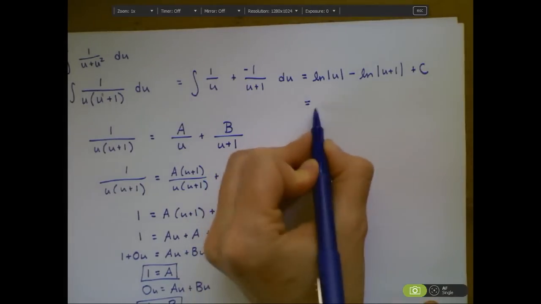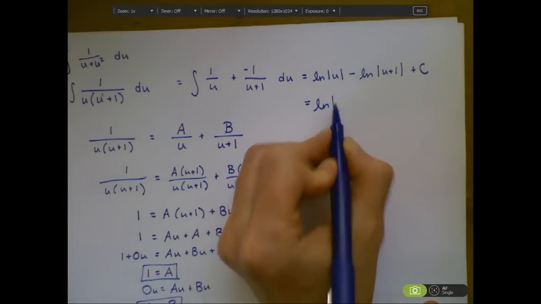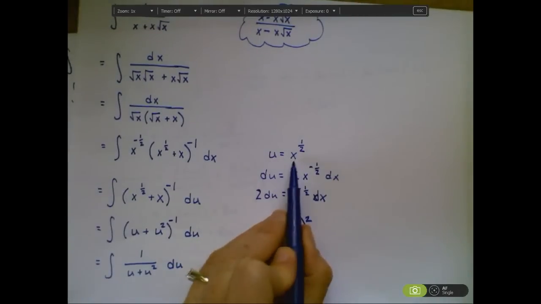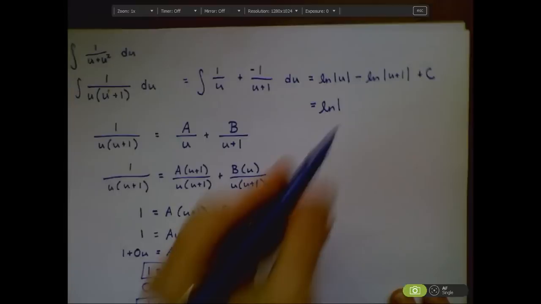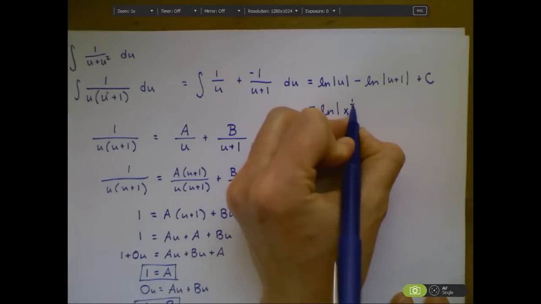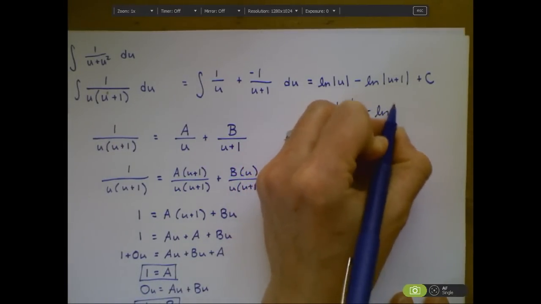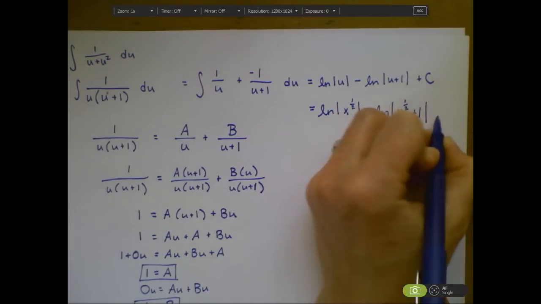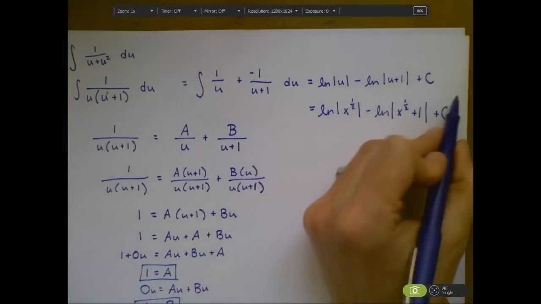And then finally, I'm going to plug back in what my u was equal to in the original problem. Recall that u was equal to x to the 1/2. So this is the natural log of x to the 1/2 minus the natural log of x to the 1/2 plus 1 plus c. Whew, that's a messy one.